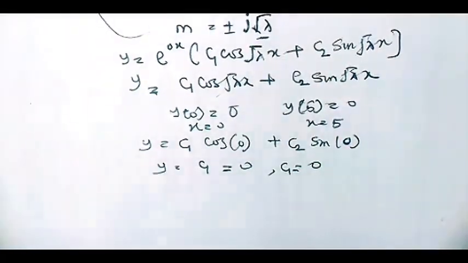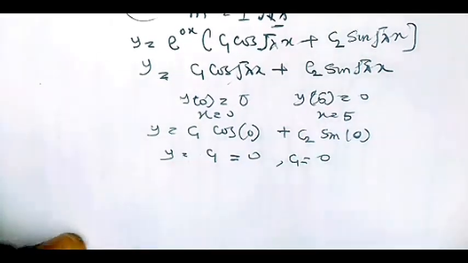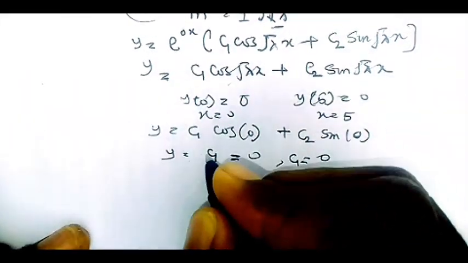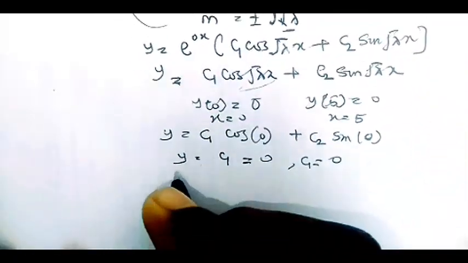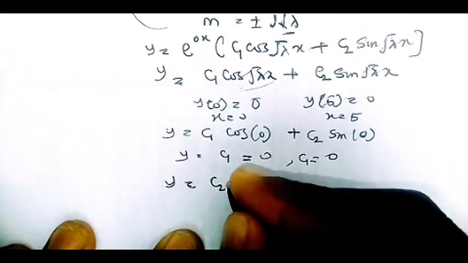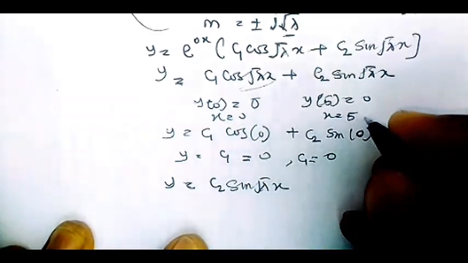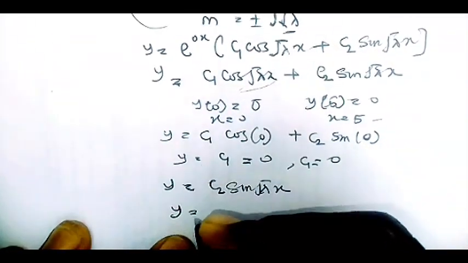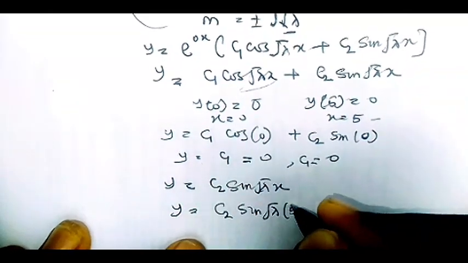So solving for my second boundary condition, for which x is equal to 5. Substituting in my form, since I have c1 equal to 0, I don't need this aspect of the formula. I just need this one. So y is equal to c2 sine square root of lambda x. So we will test for when x equals 5, right? So y is equal to c2 sine square root of lambda times 5.